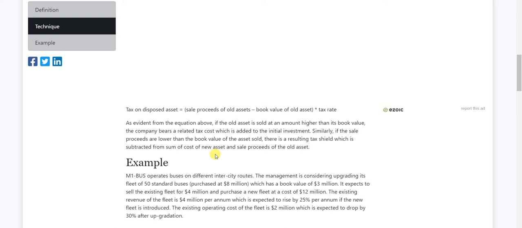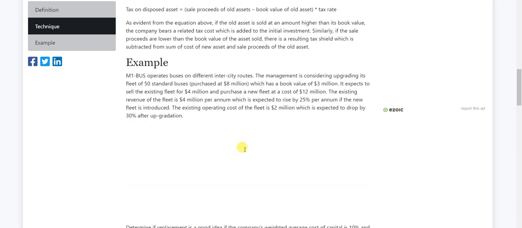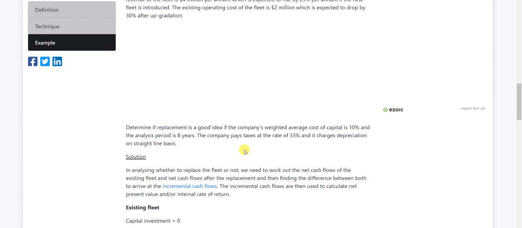If the new fleet is introduced, the existing operating cost of the fleet, that is 2 million, is expected to drop by 30% after upgradation. So determine if replacement is a good idea, if the company's weighted average cost of capital is 10% and the analysis period is 8 years. The company pays taxes at the rate of 33% and charges depreciation on a straight-line basis.